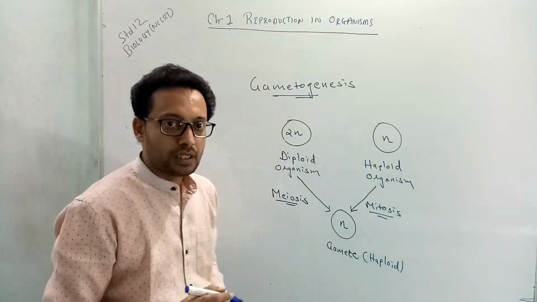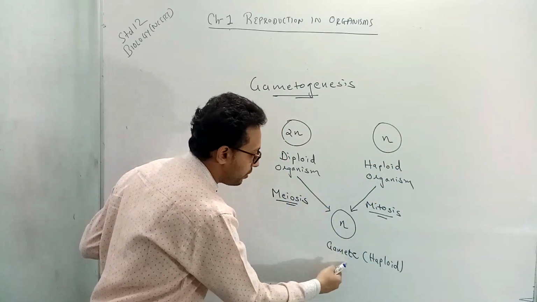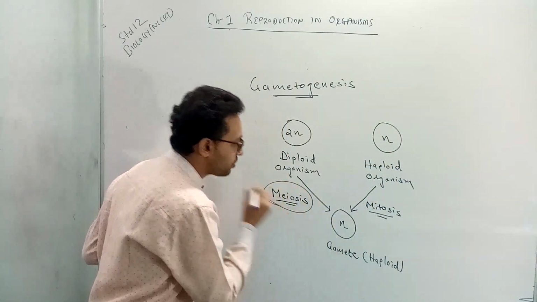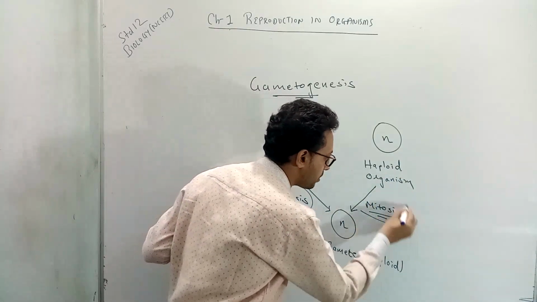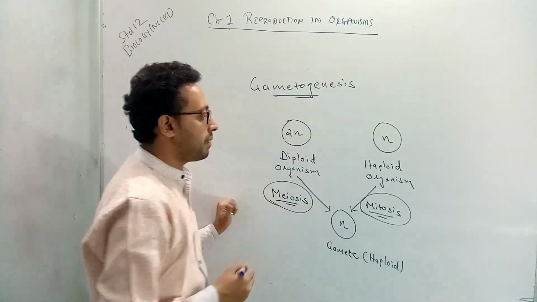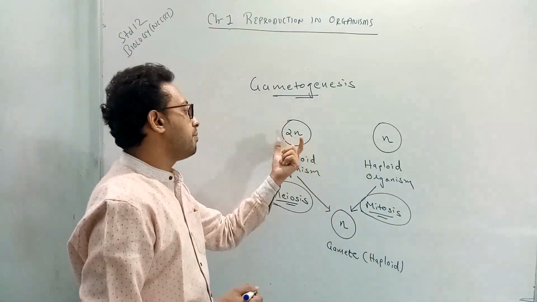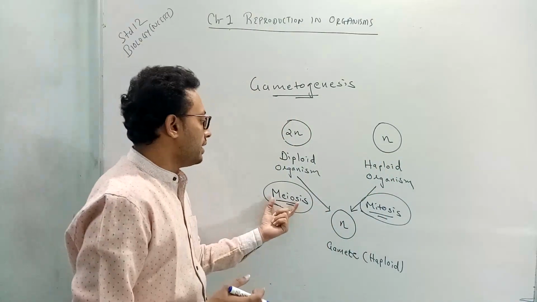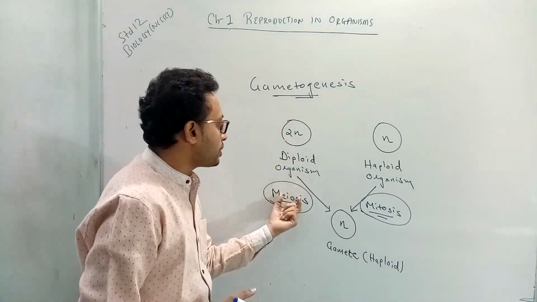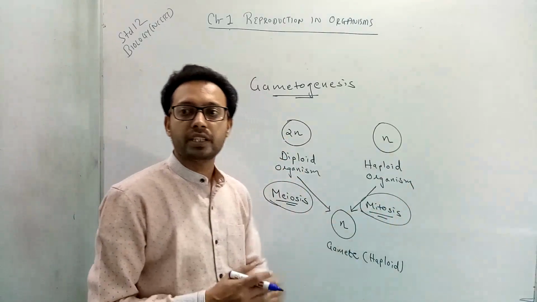So remember a line. Diploid organism produces the haploid gamete by a process called meiosis, and the haploid organism produces the haploid gamete by a process called mitosis, because the gametes are always haploid, but the organism might be diploid or haploid. Here in meiosis process the reductional division occurs, in mitosis process a somatic division occurs.